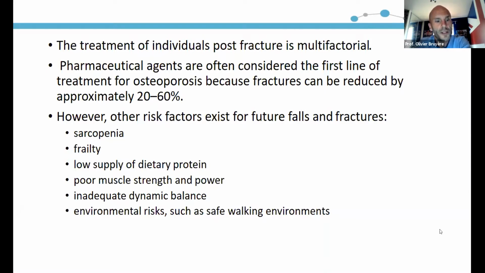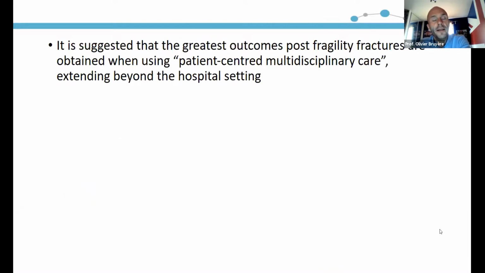Moreover, we also know that there are other risk factors for future fracture, such as sarcopenia, frailty, a poor diet, low muscle strength or power, poor body balance, and so on. So we need to manage it once again with non-pharmacological agents. And it has been suggested by different international societies that the greatest outcomes after a fragility fracture are obtained when we use a patient-centered multidisciplinary care.